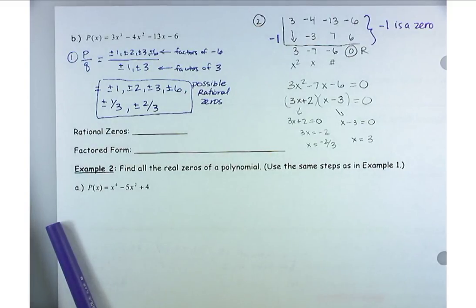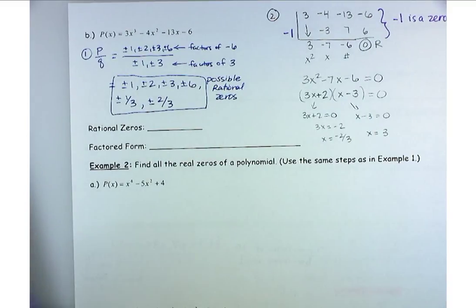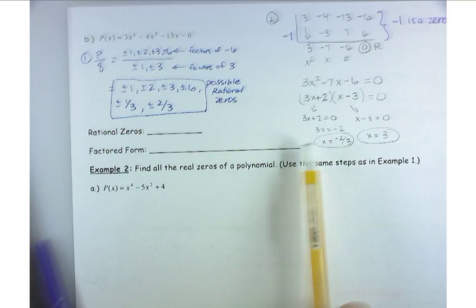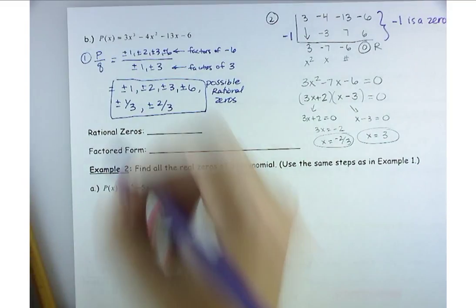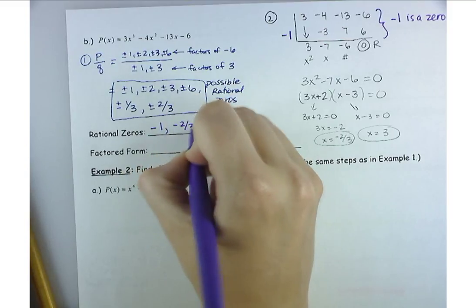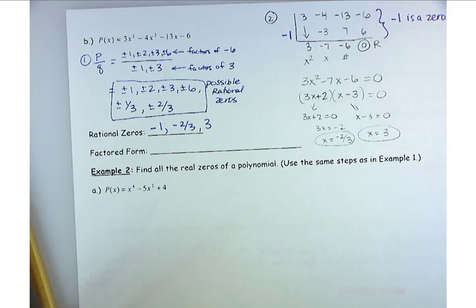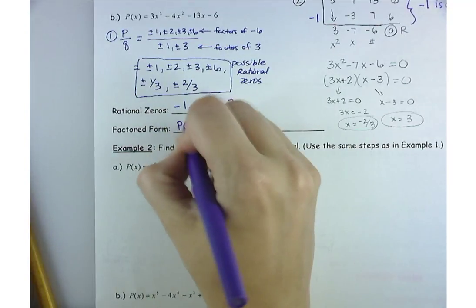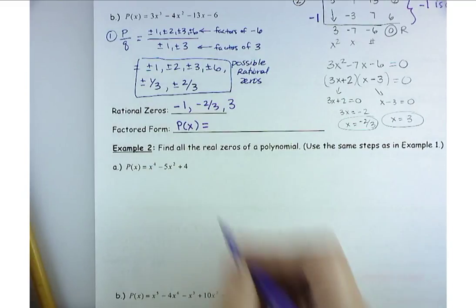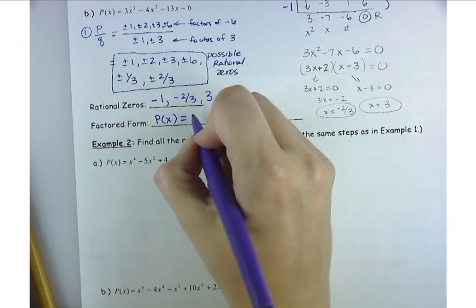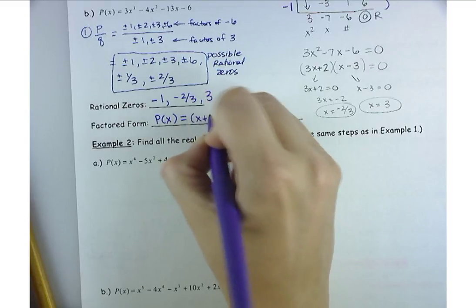Okay, so don't forget that -1 is a 0 from what we did above. And then we also have -2/3 and we have 3. Okay, so our rational zeros are -1, -2/3, and 3. And then we're going to write this in factored form. So I have P of x equals, okay, Nathan Town, what's my factor form for -1? Good. And then this one.